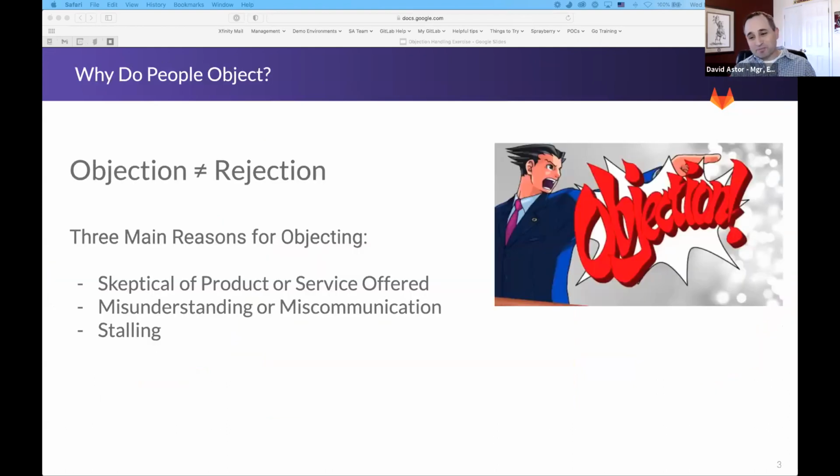Every one of us has had some objection thrown their way at some point, right? We're in sales. It's a natural part of it. Objections are going to come. But it's important to know that objection does not equal rejection. Objections can really be looked at as a need to have additional conversation. So when someone is objecting to you, it's not necessarily a bad thing. If there's an objection, there's often interest in what we have to say, but we just haven't proven it out to them yet, right?